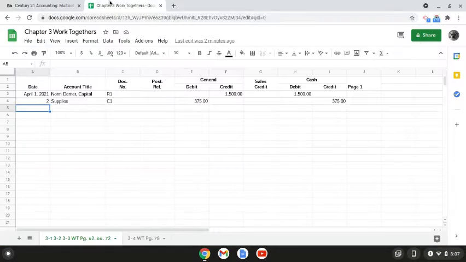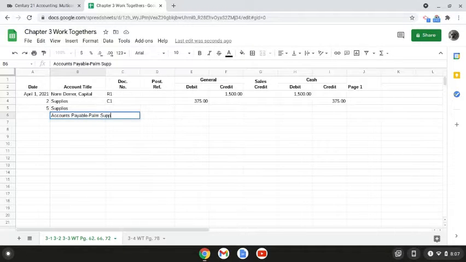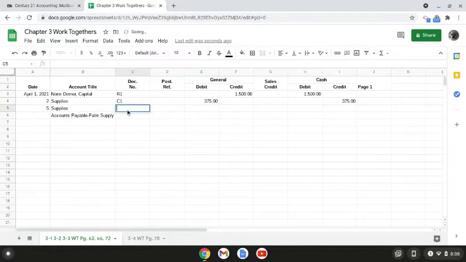For this transaction, the first thing that we're going to do is put in the date, which is the 5th. We don't need to include the month or the year here. We just need to put in the date. Next, we're going to put in our account titles, and for this transaction, we are going to have 2. The first account title is going to be supplies, and the next account title will be accounts payable, Palm Supply. Our document number is going to be M1 for memorandum number 1.